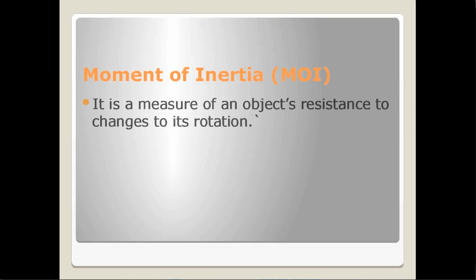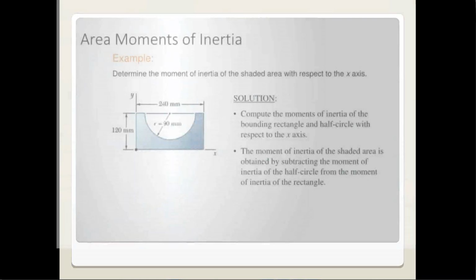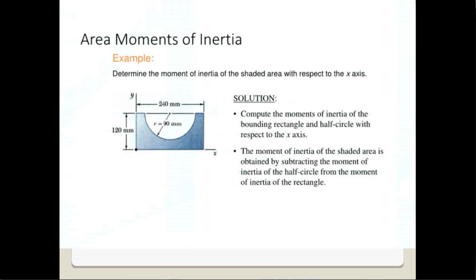The moment of inertia is the measure of an object's resistance to change in its rotation. Now we have one problem regarding finding the moment of inertia: determine the moment of inertia of the shaded area with respect to the x-axis.